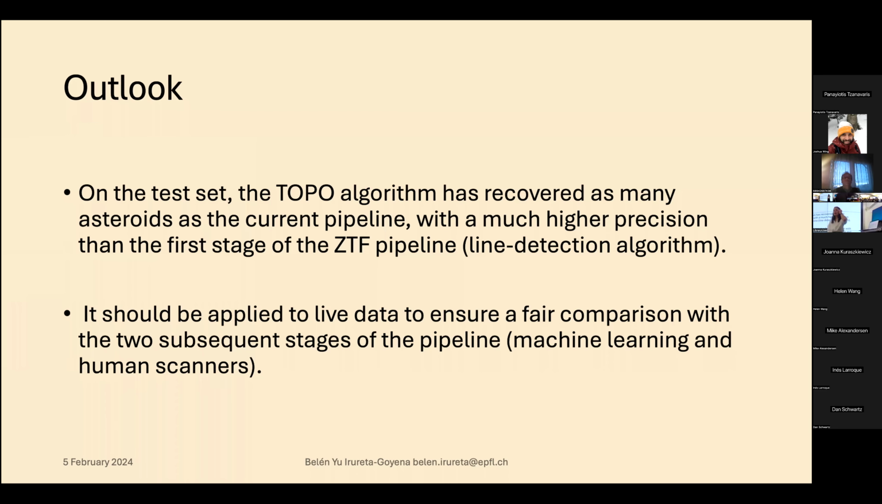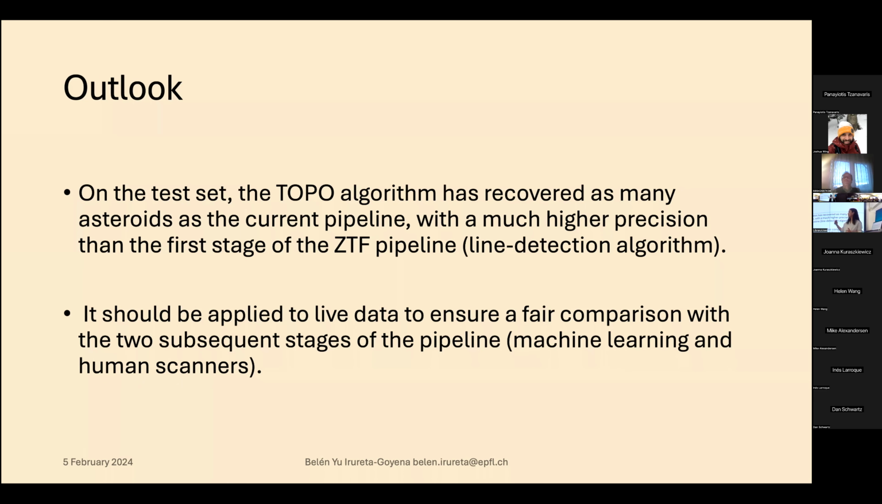So in terms of outlook and next steps, we can see that on the test set, the total algorithm was able to find at least as many objects as the current CTF pipeline, but with a much higher precision rate, at least 2 orders of magnitude larger, which means that Topo can potentially complement or even substitute this very first stage of the current pipeline that's picking up so many streak-like objects, but many of them are false positives.